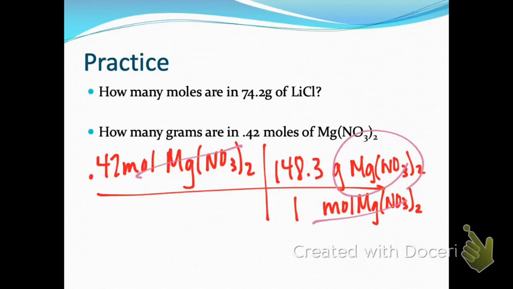End up with grams, and if I do the math, I should end up with, what, less than 75, 60 something? 62.28. Do you have to put all that? No, I would have rounded it to 62.29 or 62.3, probably. That's fine.